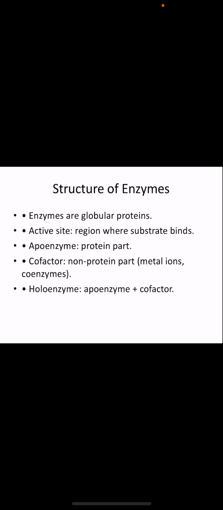Then there is quaternary structure. If it is present, some enzymes consist of multiple subunits. For example, hemoglobin. Although not an enzyme, it's a good example of quaternary structure. One of the best examples of quaternary structure is hemoglobin because it has multiple subunits.